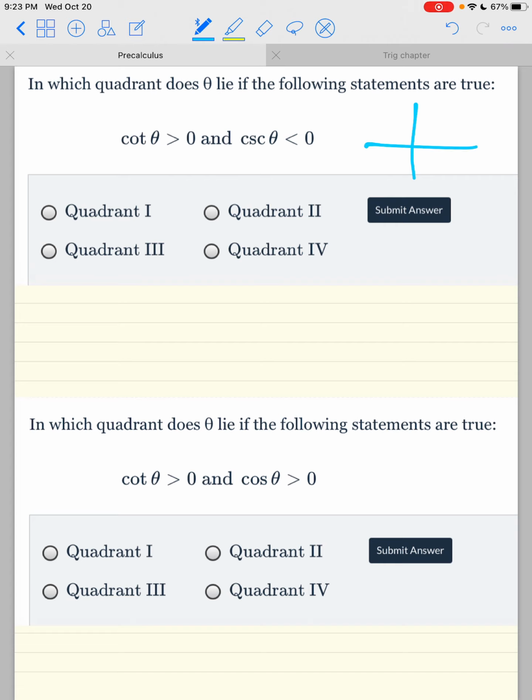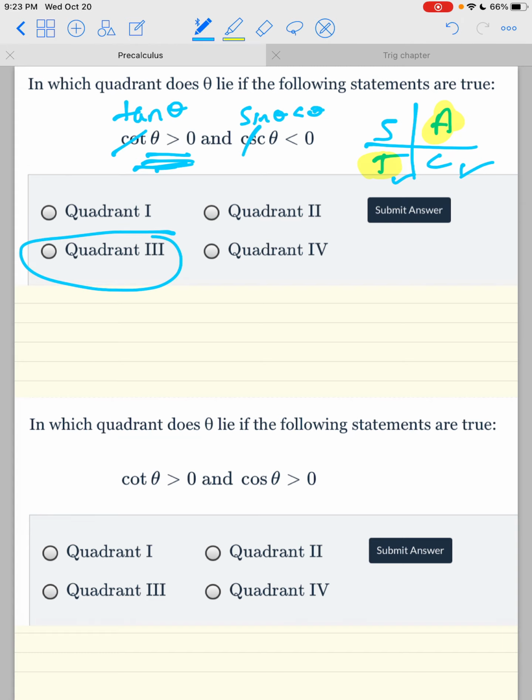Let's talk about this one here. Remind yourself that cotangent is just like tangent. So where is tangent positive? Here and here. Cosecant is the same thing as sine. Where is sine negative? Sine is negative here and here. Why? Because sine is positive here and here, so it's negative in the other two places. I would replace cotangent with tan. And once again, anytime you have two positives, you must be in quadrant 1.